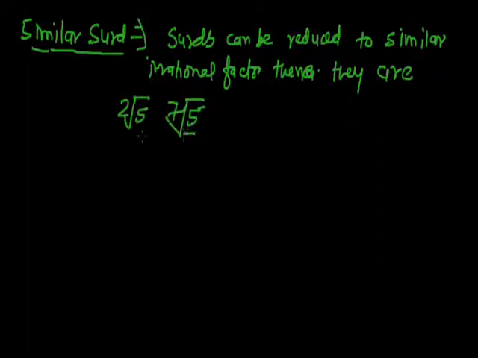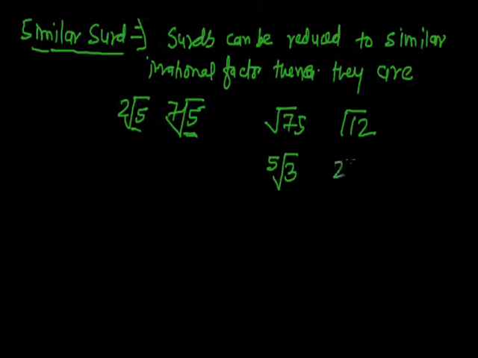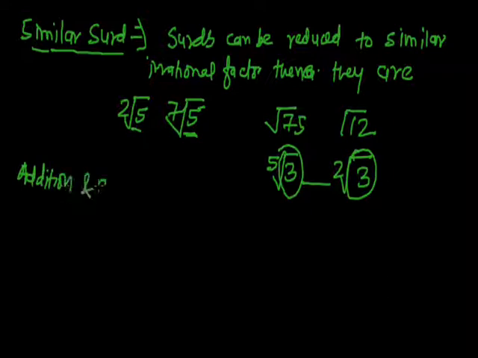Why are they similar? Because they have the same irrational factor. Similarly, I can say √75 and √12 are similar surds. I have to simplify them. I can write it like this, and I can also write it like this. Now they have the same irrational factor, so they are similar surds, and you can do addition and subtraction of similar surds.